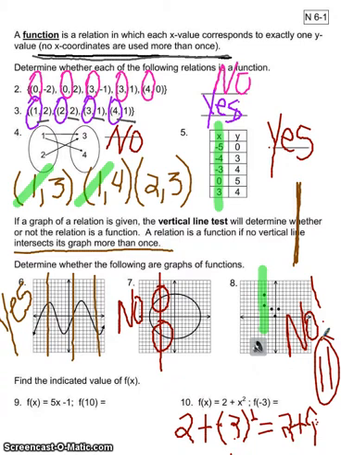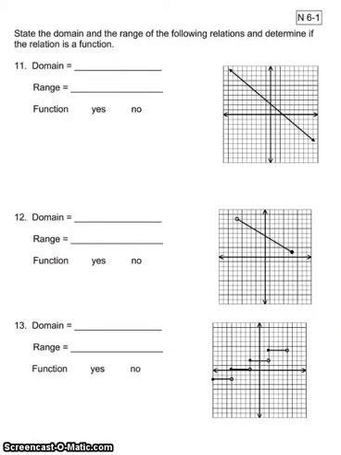Okay, let's go to the next page. So here it wants you to state the domain and range of the following relations and determine if it is a function.